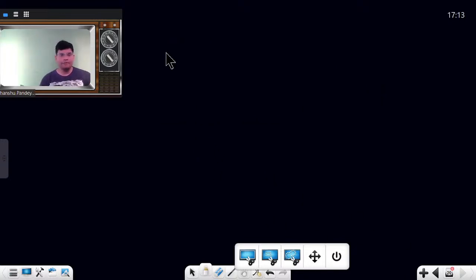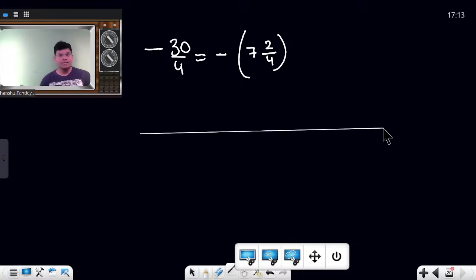Last question, of negative. So the question is minus 30 by 4. So how does it have to be written? Minus, please write it in brackets. So 30 by 4 is how much? 4 sevens are 28 plus 2 is 30. So 7 2 by 4. So now it has to be minus 7 2 by 4.